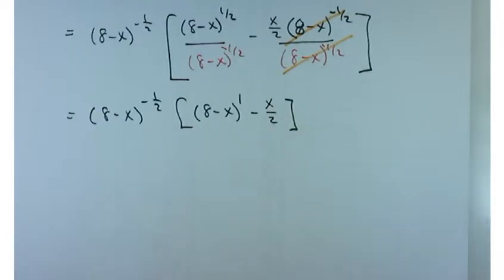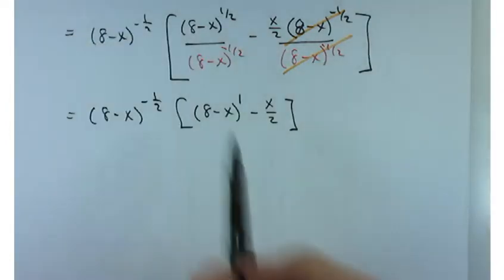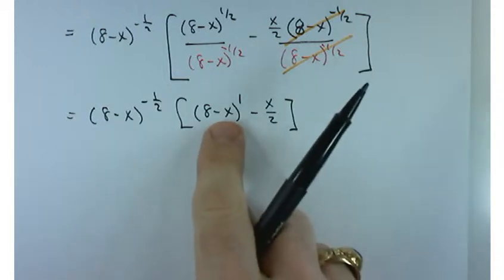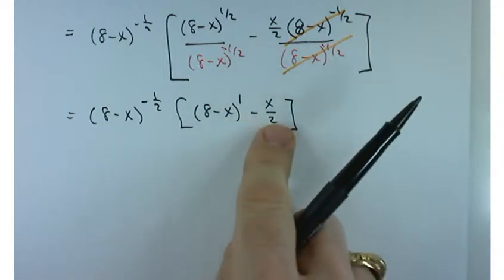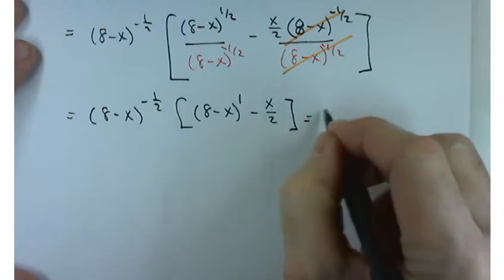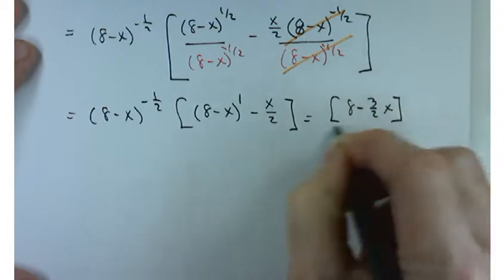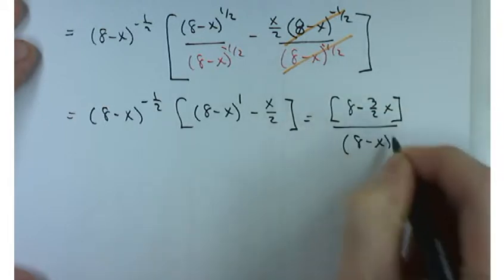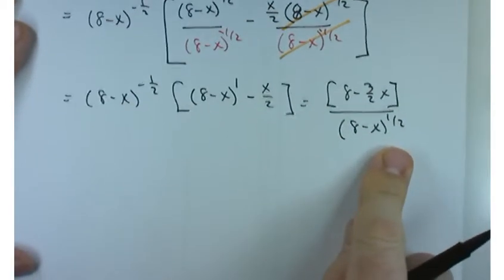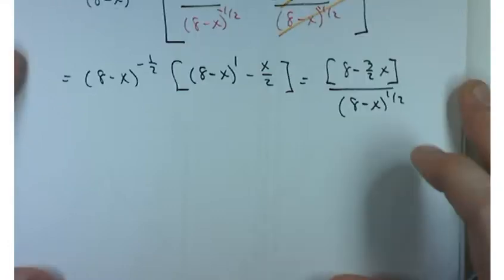Okay. In these brackets here, I've got like terms. I've got a coefficient of -1 and a coefficient of -1/2. So overall, that's -3/2 when you put that together. So I'll rewrite this as 8 minus 3/2 x over 8 minus x to the 1/2. I put that term in the denominator. Okay, I can find the critical points now. Where are the points where I'm going to have issues with respect to this function?